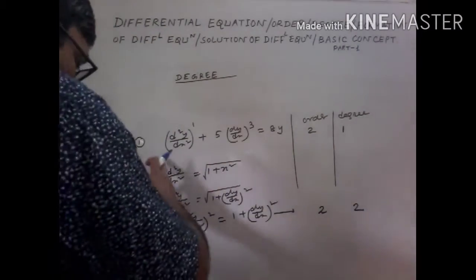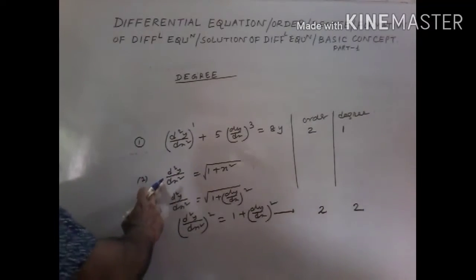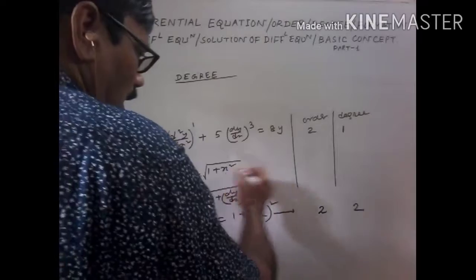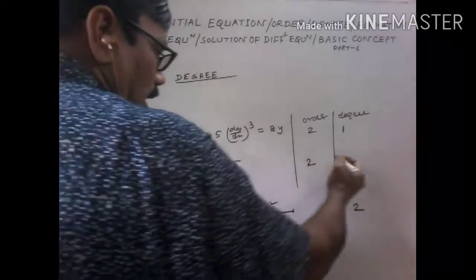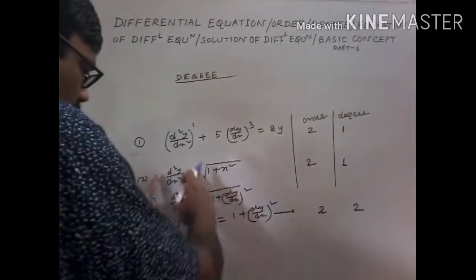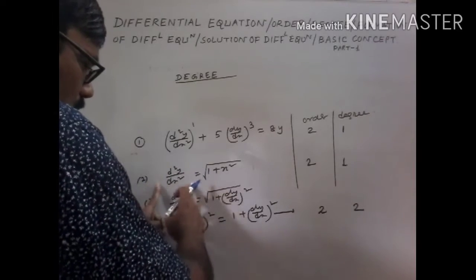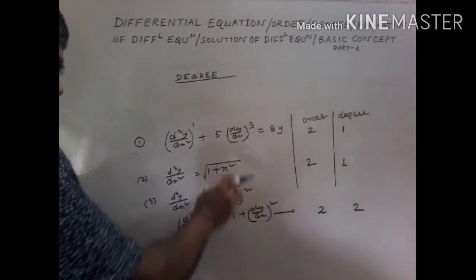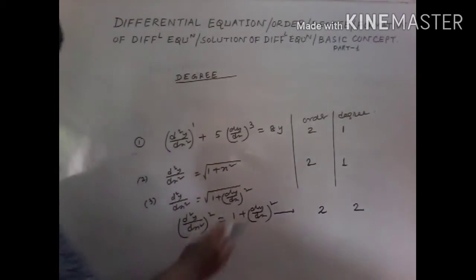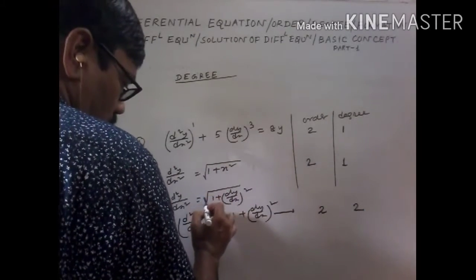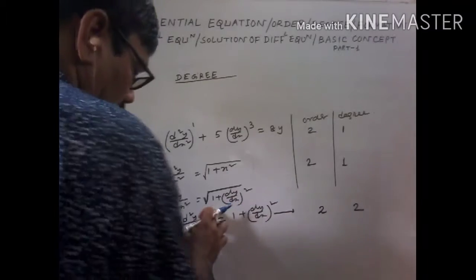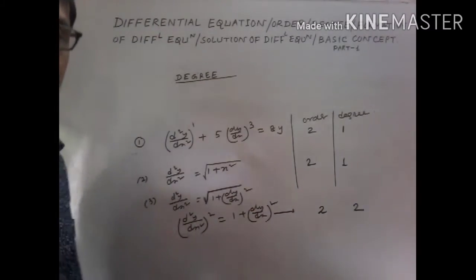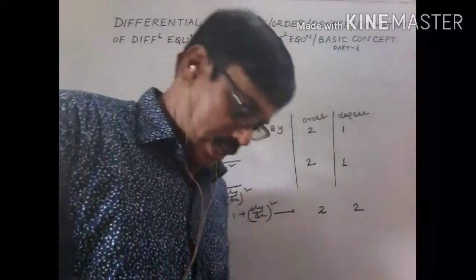Now look at this one, what is the difference? d2y dx2 equals to this. Here the order is 2 and the degree is 1. There is no need of squaring it, because the square occurs in the independent variable, not in the derivative. Here the square root occurs in the derivative. That is why you have to remove radical parts. So what is the degree?